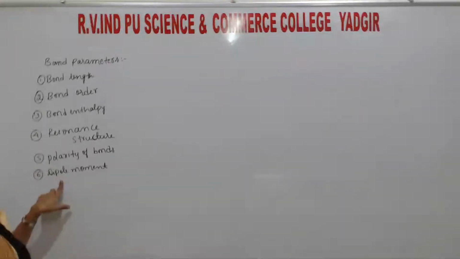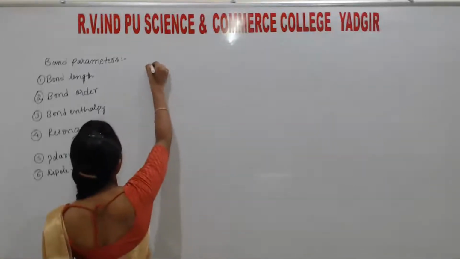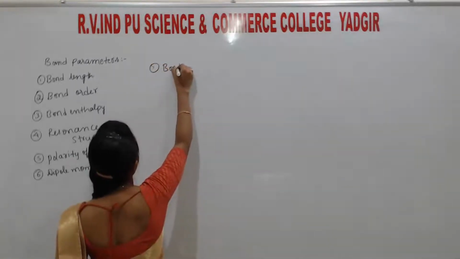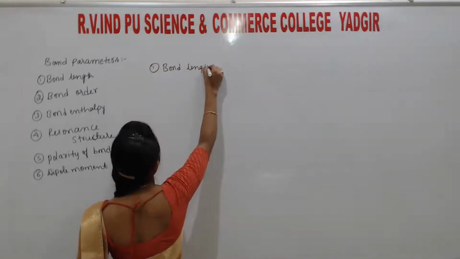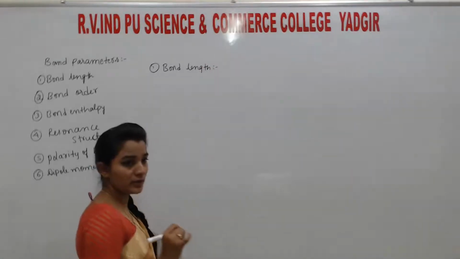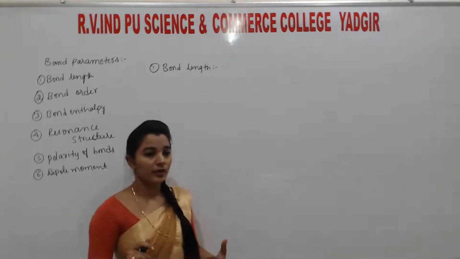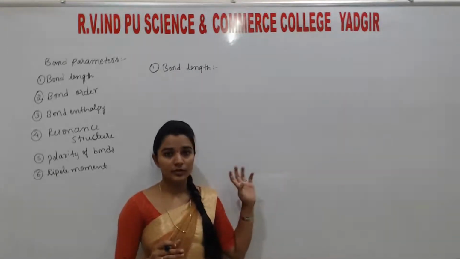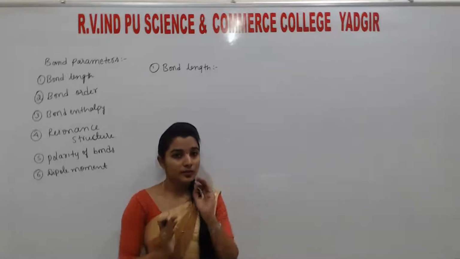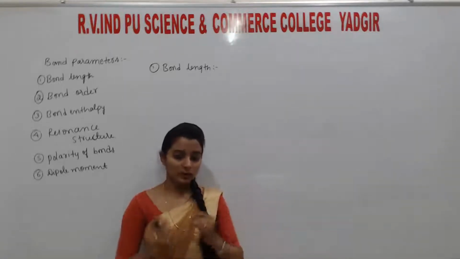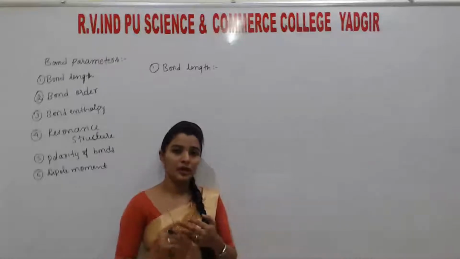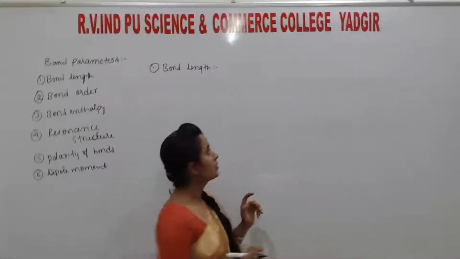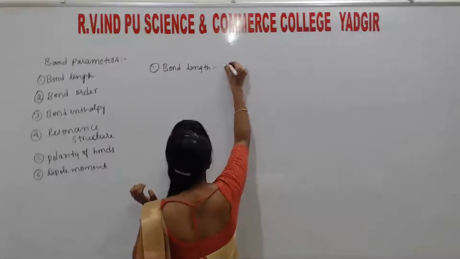So the first one is bond length. We discuss one by one. What does bond length mean? Of course, if it is a covalent bond, ionic bond, or metallic bond, we can define them in different manners. But when it comes to bond length specifically, no matter whether it is ionic, covalent, metallic, coordinate, anything, listen, what does bond length mean?